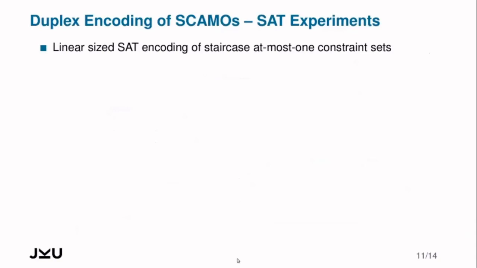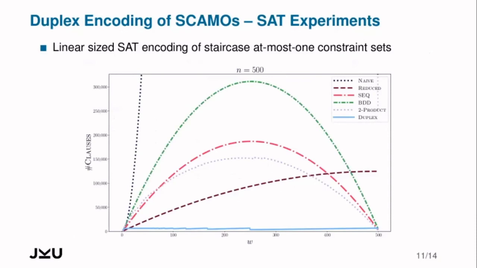Doing so, we gain a linear-sized encoding of a staircase at most one constraint set, which happens to be much smaller than any other off-the-shelf SAT solution, as this figure also shows, where we have 500 Boolean variables, and we measure the number of clauses for each possible length of the constraints, and we can see that when the length is close to half of the number of variables, all the other naive encodings become at least quadratic, while our encoding remains all the time linear.